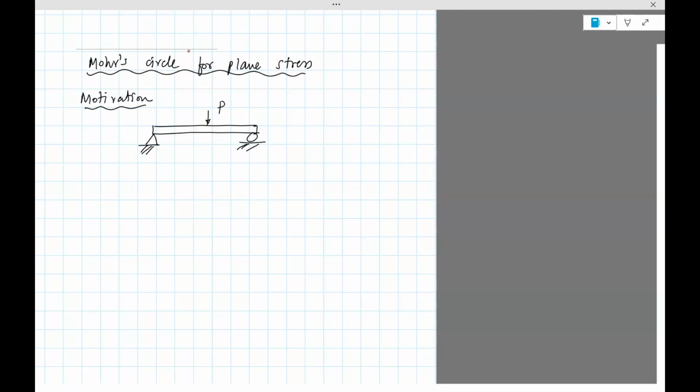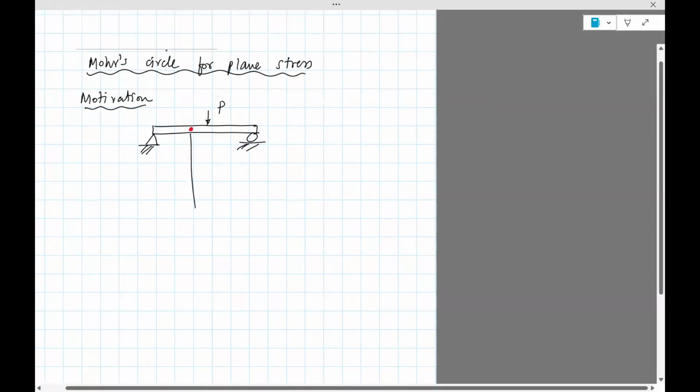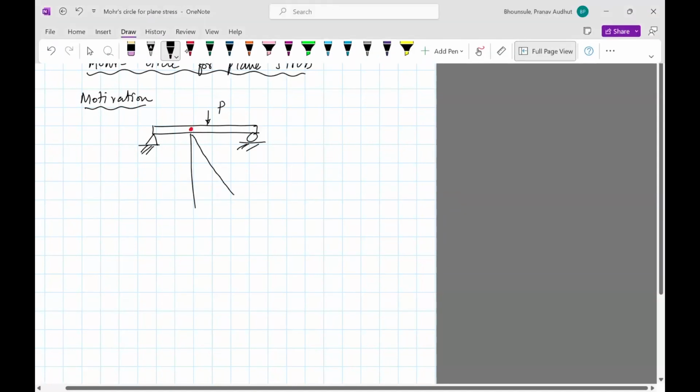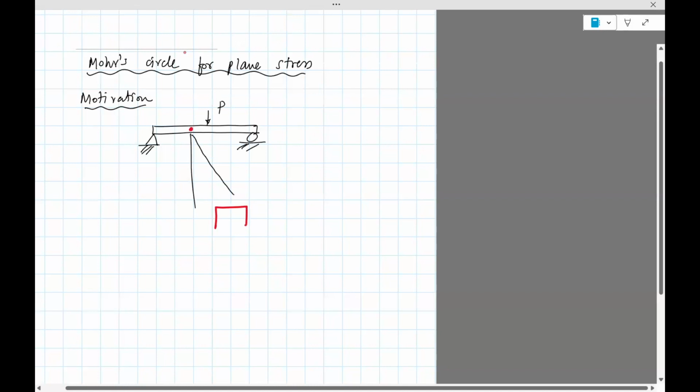So the bending moment diagram will give you M as a function of x, and shear force will give you V as a function of x. That can be used to compute tau as a function of x and sigma as a function of x. So given that, we might be interested in knowing what the stress is at a point. Okay, I'm going to blow that up. And maybe that point, we'll look at it in terms of a square.